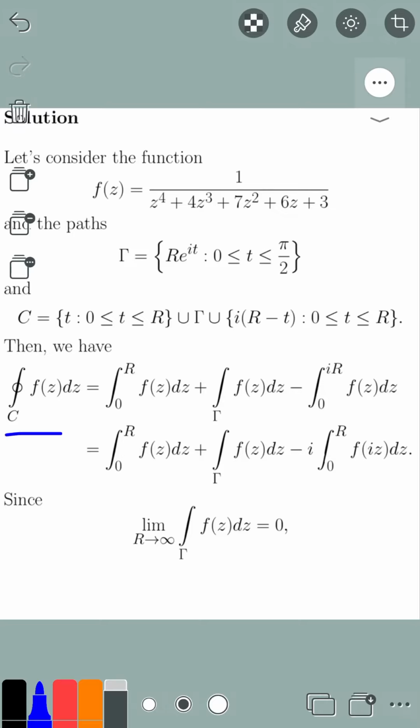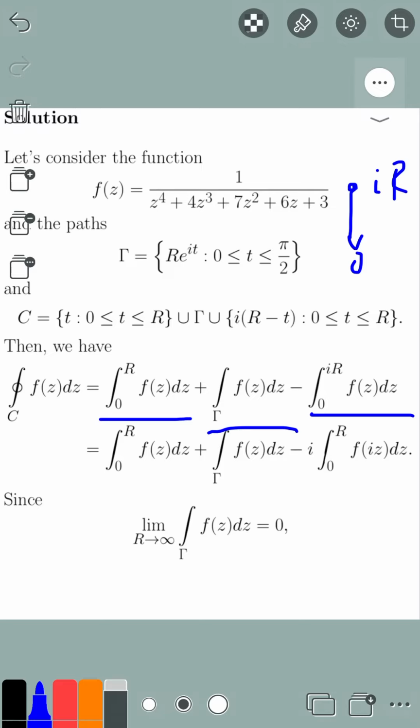And so we have the contour integral of f of z dz along the contour C is equal to the integral from 0 to R of f of z dz, plus the integral along the arc gamma, the quarter circle arc, f of z dz, and then minus the integral from 0 to iR of f of z dz. We do minus because along the contour we go down from iR to 0, so it's the opposite direction.